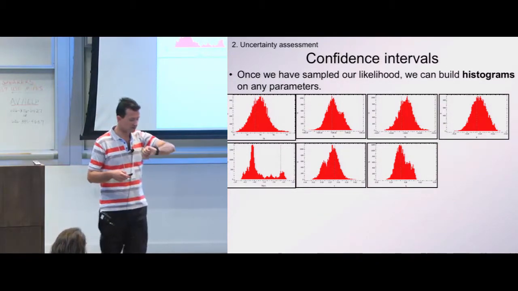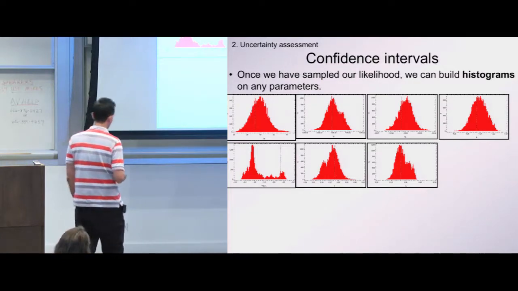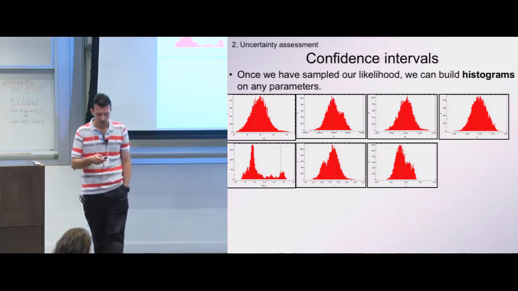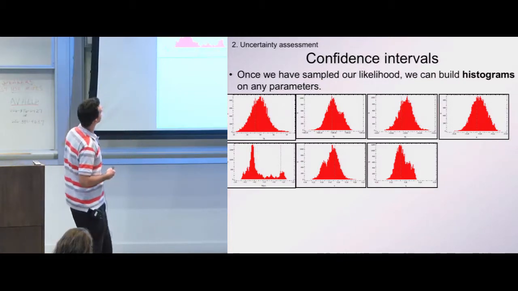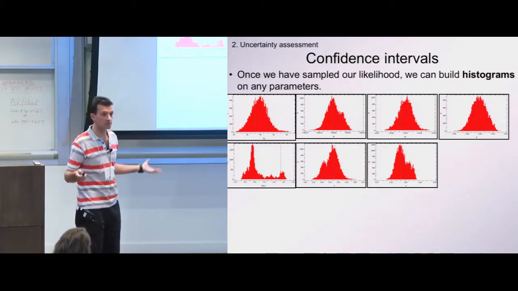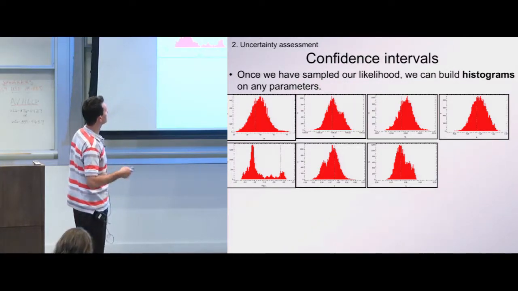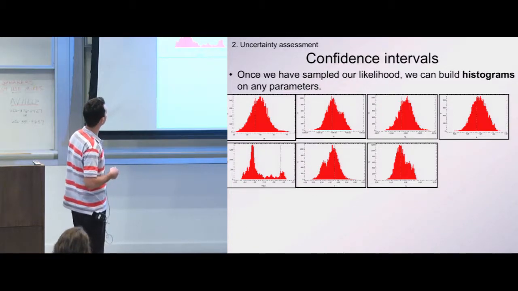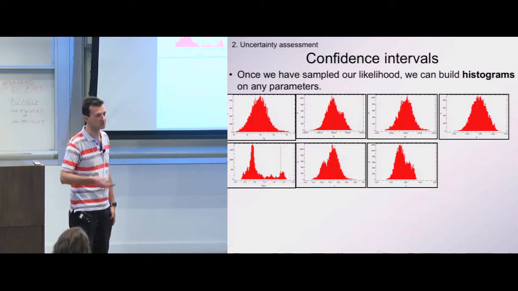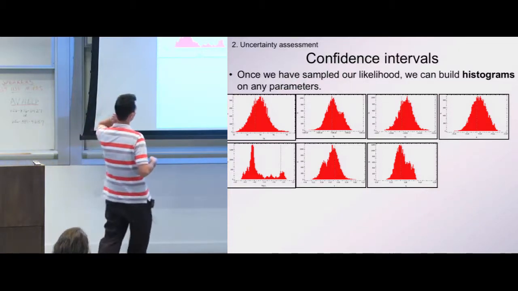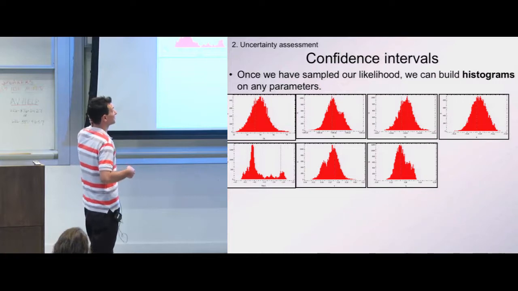Now let's move to the next topic, which is the assessment of the uncertainty. Once you have your Markov chain, you have a sampling of your probability distribution. So you can build histograms on whatever parameter you want. This is taken from a real fit of a microlensing event in which you have distributions on 7 parameters. And you can see how these distributions are more or less Gaussian, save for the source radius, because in this case the source radius was unconstrained, because it was not a caustic crossing event. So the source radius was basically unconstrained in this case.